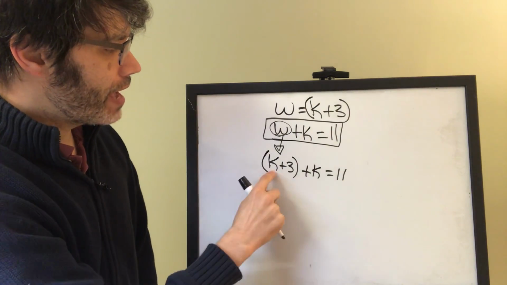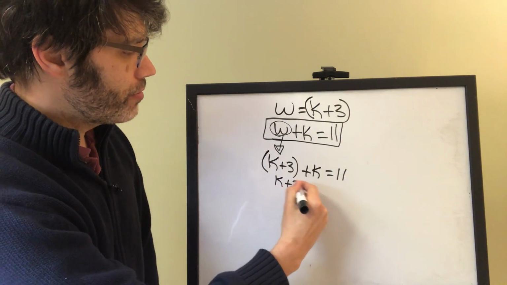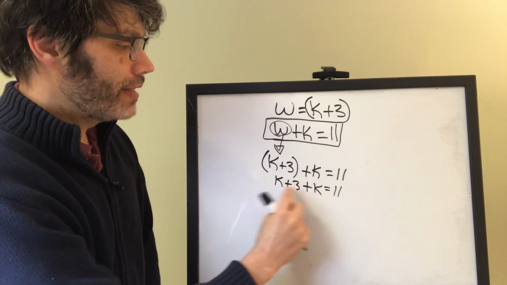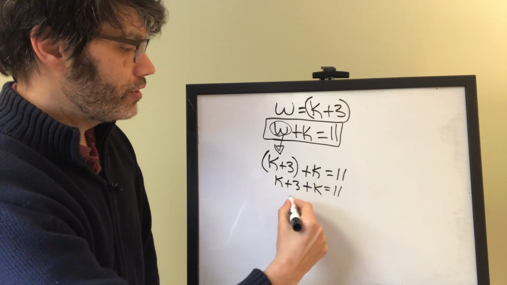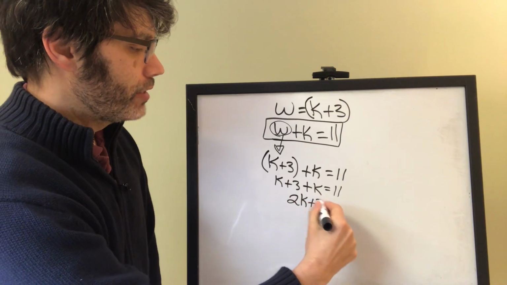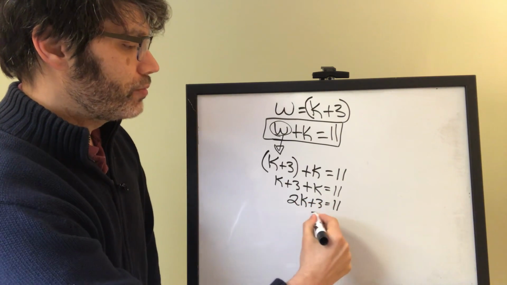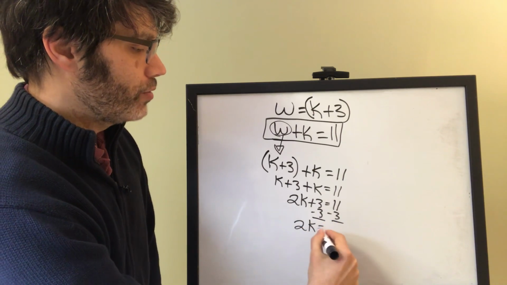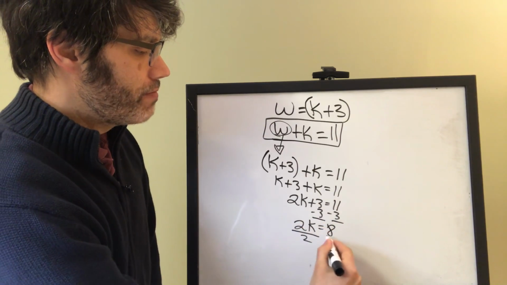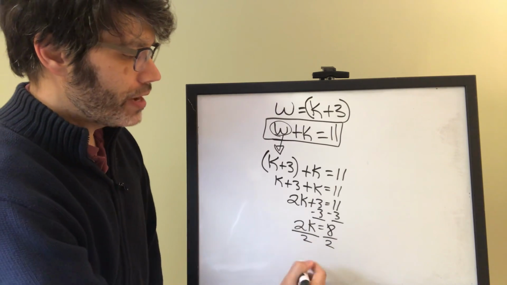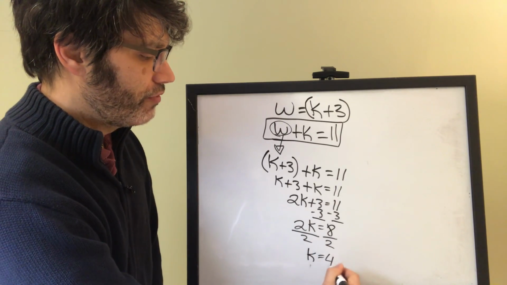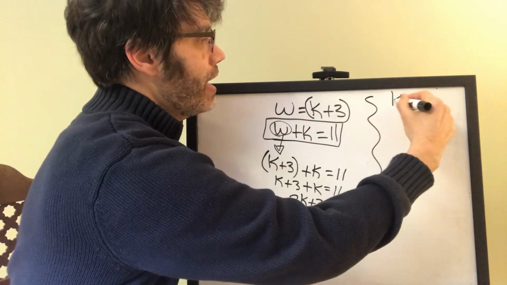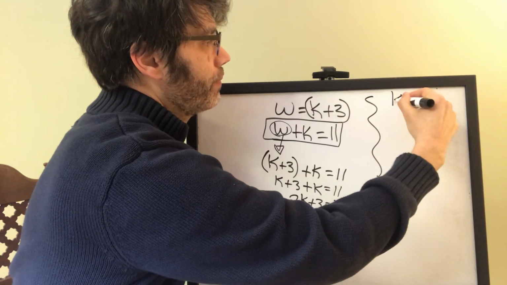So now we have k plus 3 plus k equals 11. Let's combine like terms. So k plus k is 2k, plus 3 equals 11. Let's subtract 3 from both sides. So that's 2k equals 8. Then you divide everything by 2 and you get k equals 4. All right, so we know now that k equals 4.